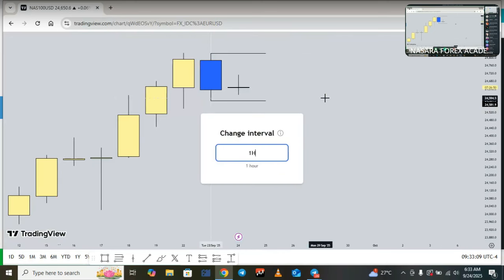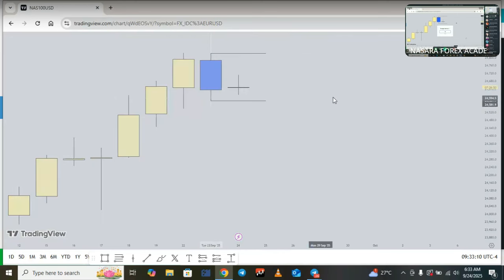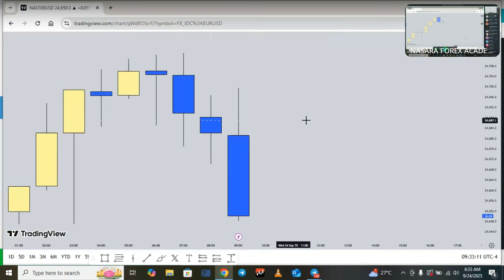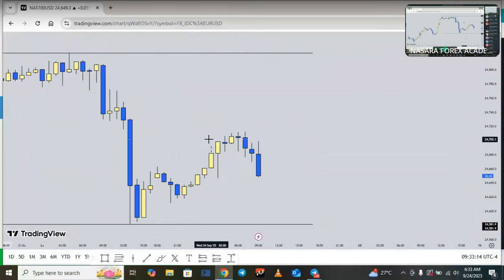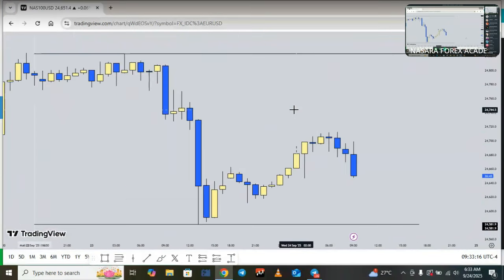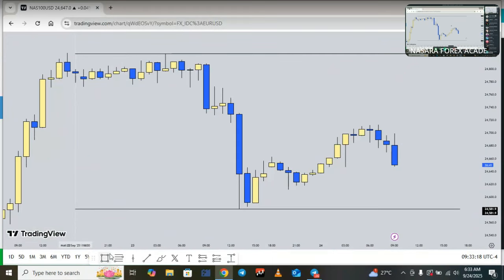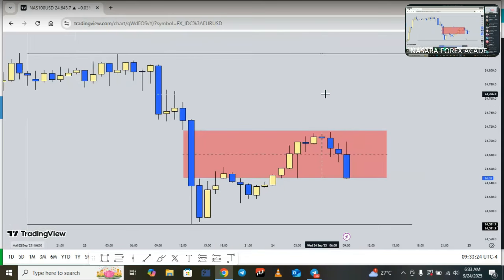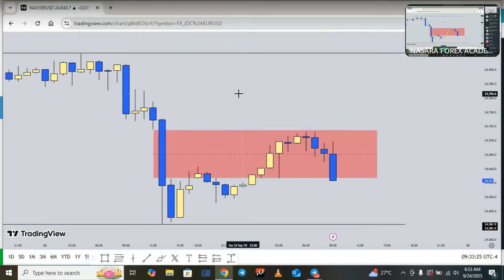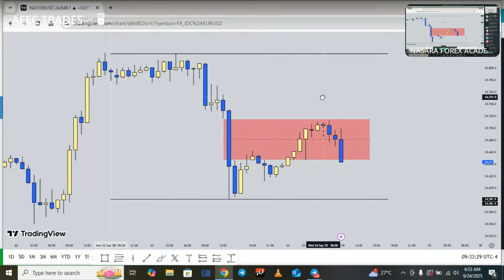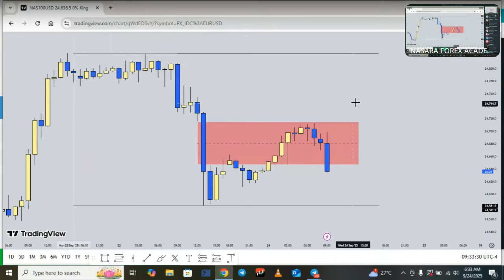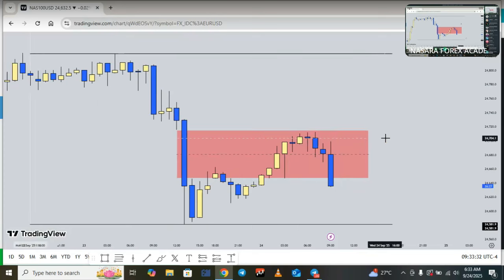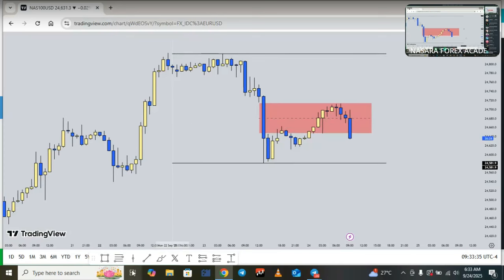So for that, I'm just going straight up to my hourly chart. From the hourly chart, we can see that we are in this fair value gap, right? Which heavily is, we can see how price is respecting the fair value gap actually. And then we also have this inversion fair value gap right away.